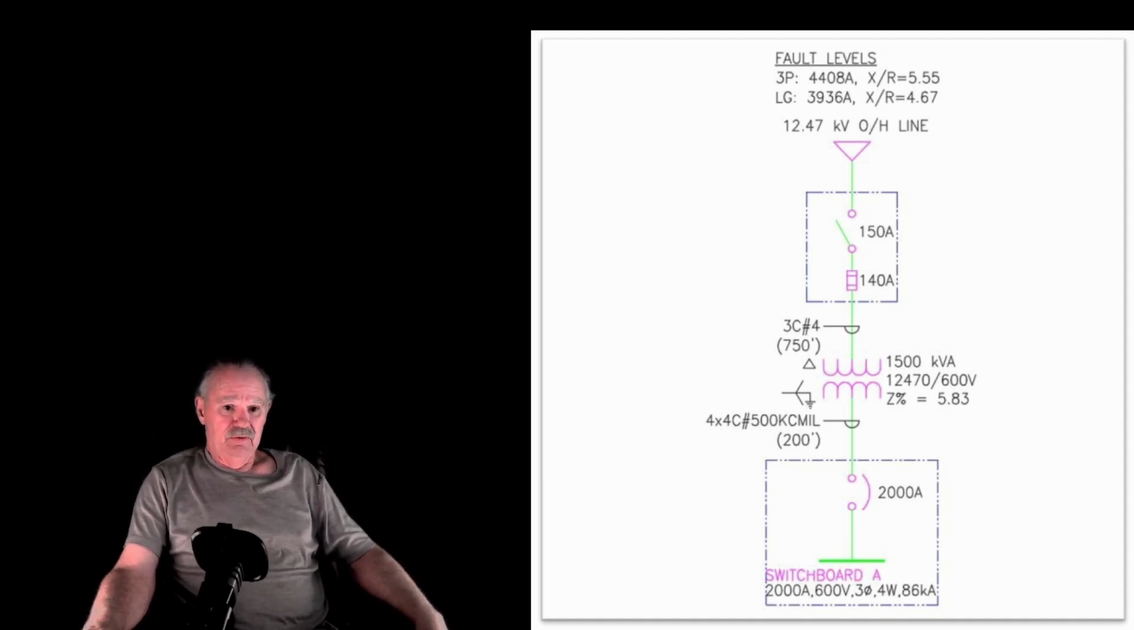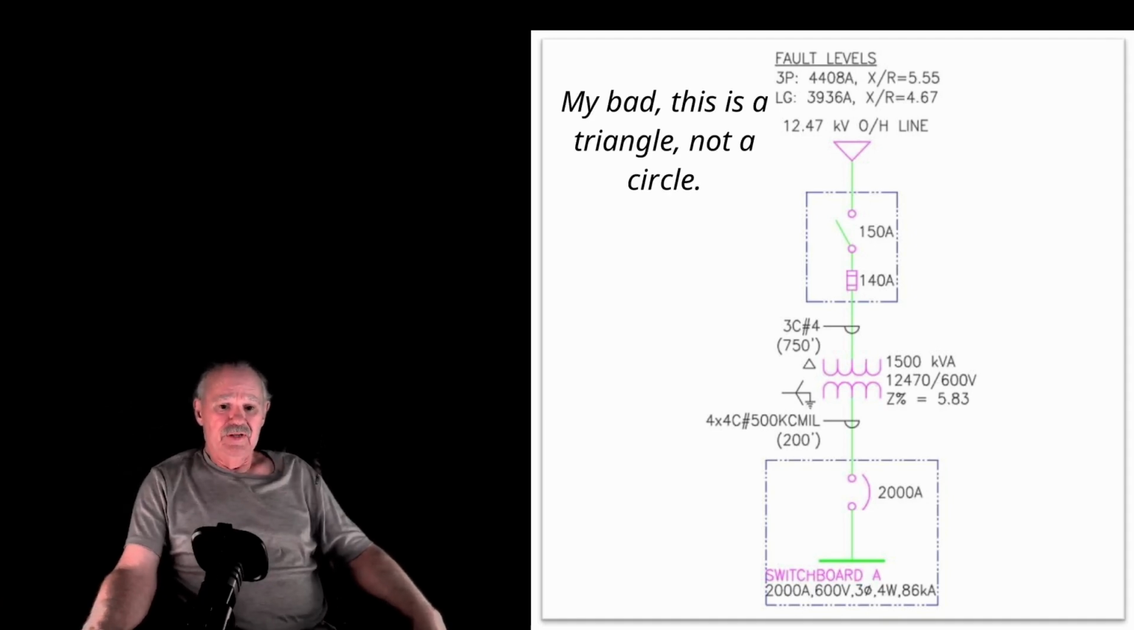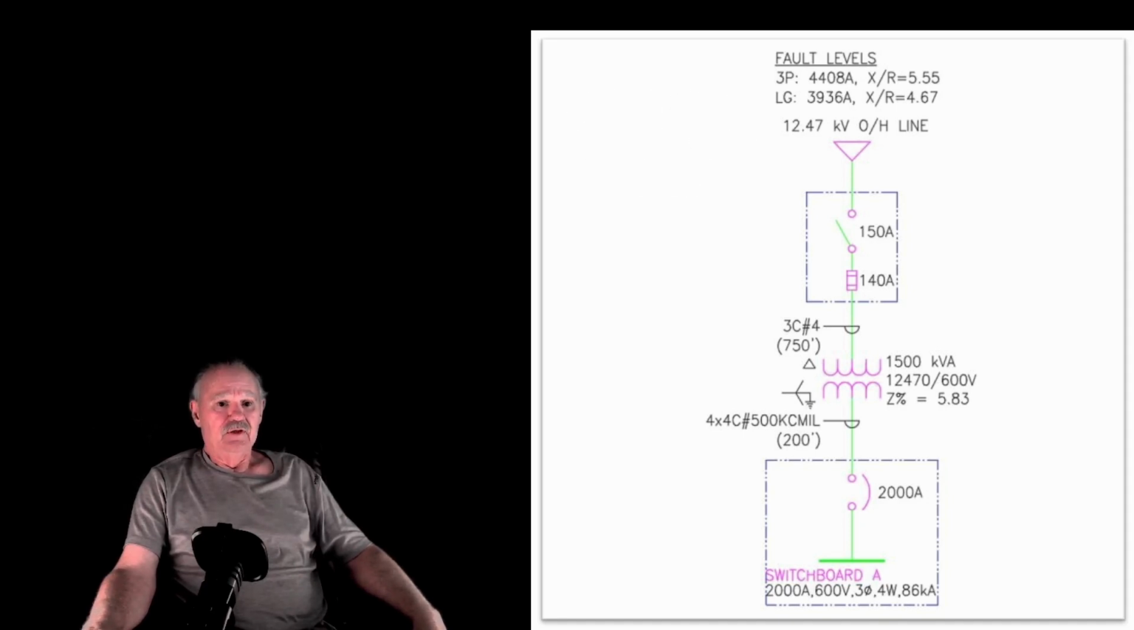We also know that if we look, and by the way, the pink circle designates a delta winding on a transformer. So we're coming off of a transformer going from a delta configuration to the first circuit breaker. And the first circuit breaker is 150 amps. We have a 140 amp fuse right below that. Then we go to the transformer. The transformer is 1500 kVA.